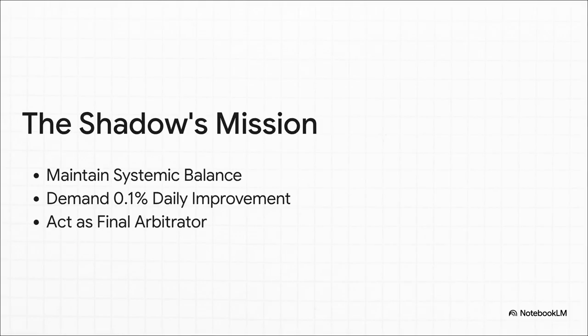The Shadow's mission is broken down into 3 parts. First, it maintains a perfect balance between all the other agents. Second, it demands a non-negotiable 0.1% improvement from the entire system every single day. And third, it's the final judge in any internal disagreements. If the system doesn't improve by that tiny fraction, it's considered a catastrophic failure.